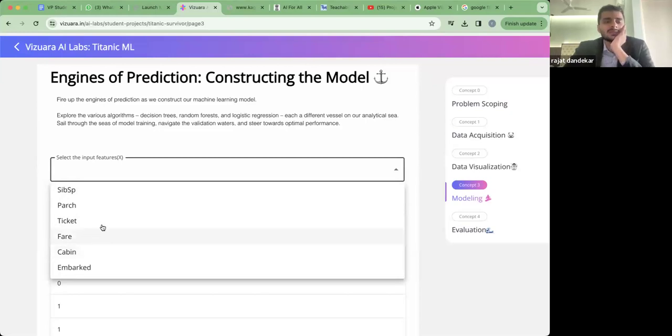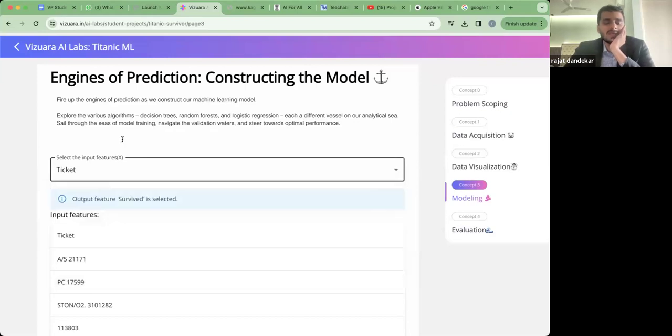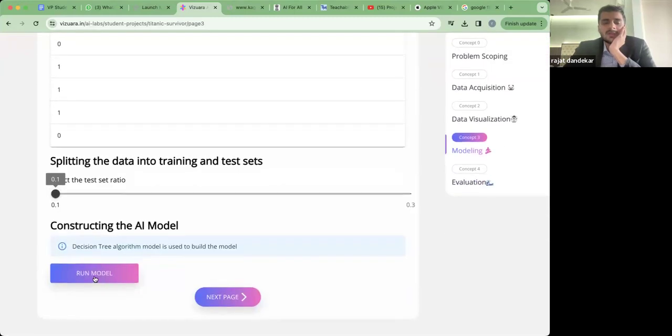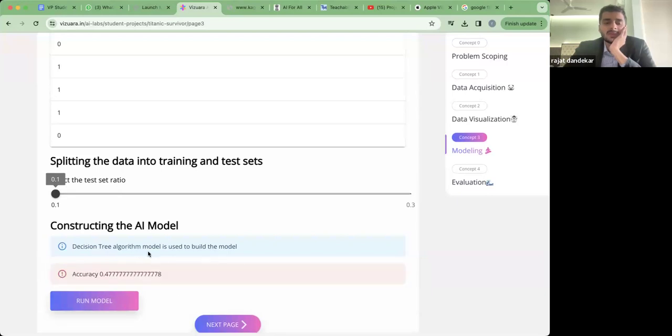So let us say we take a ticket number as the input feature. Okay, we have selected the ticket number here as the input feature, and I'll explain this parameter. Let me click on run model for now. You can see the accuracy is 0.47, which means 47%.